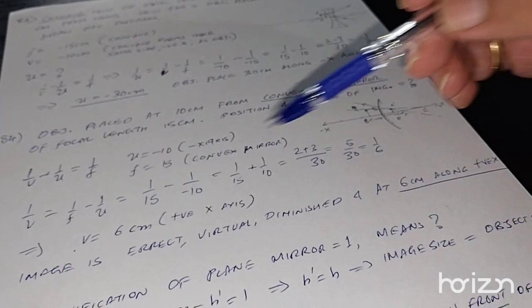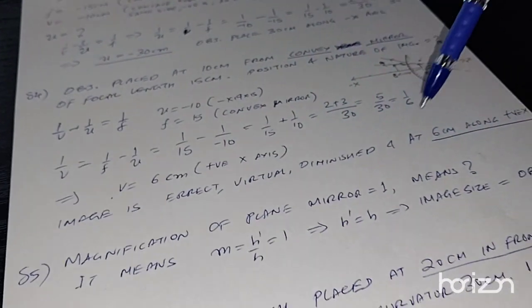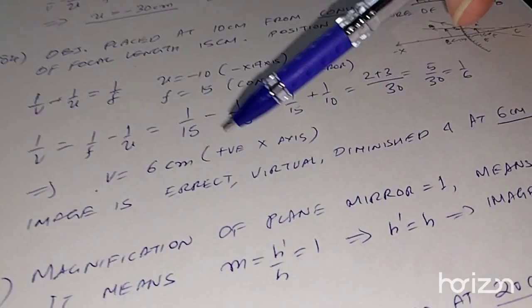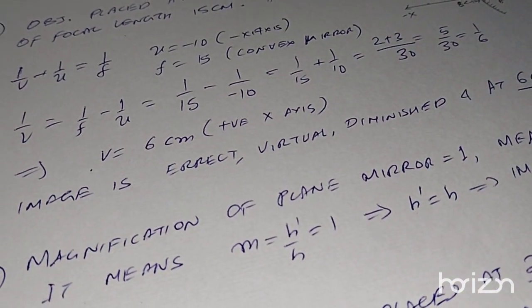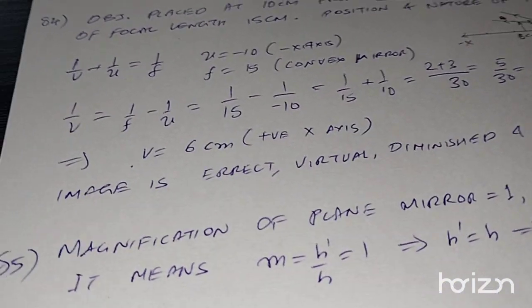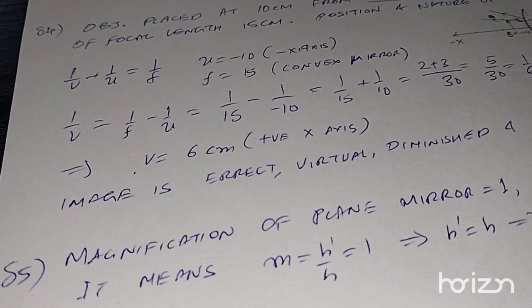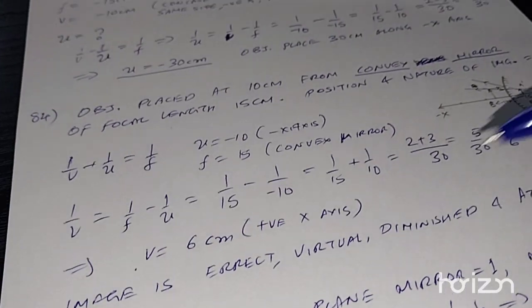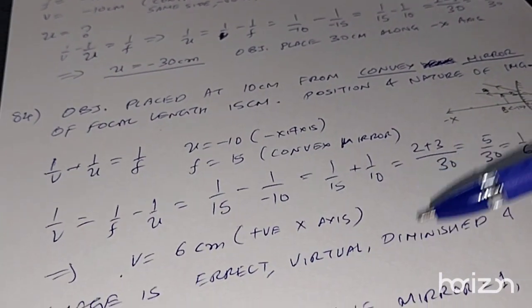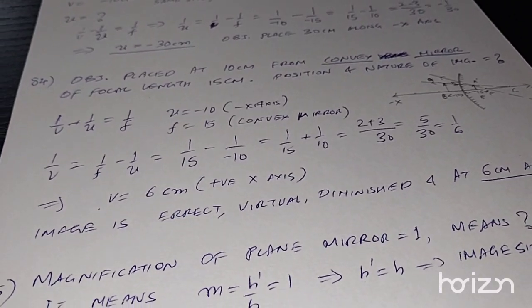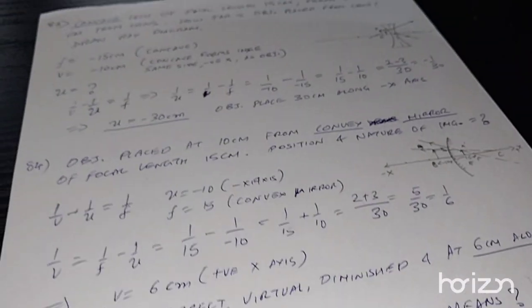Now 1 upon v is 1 by 6. So v is equal to 6 centimeter. That is positive. So the image will be formed at positive 6 centimeter along the positive x-axis. The image is erect, it is virtual, and it is diminished at 6 centimeter along the positive x.